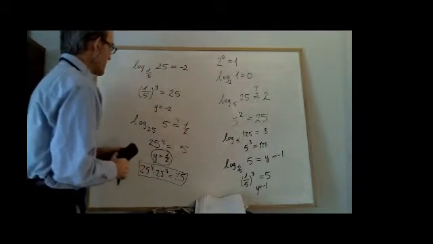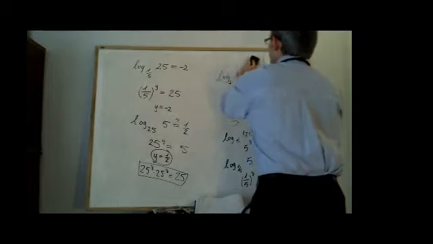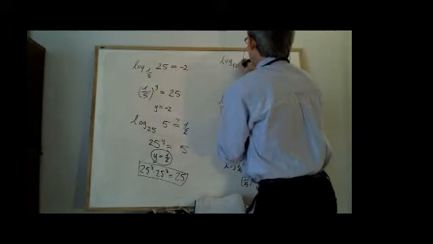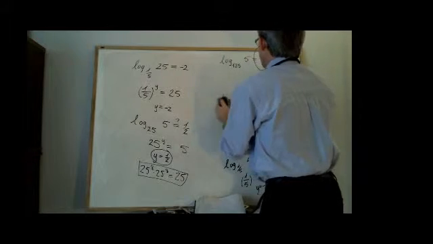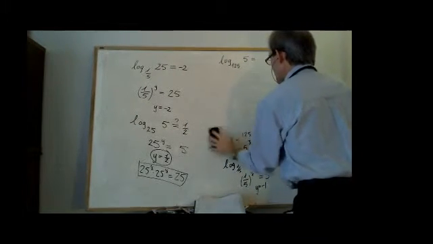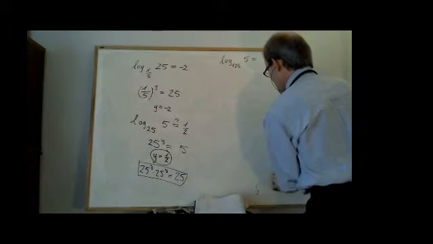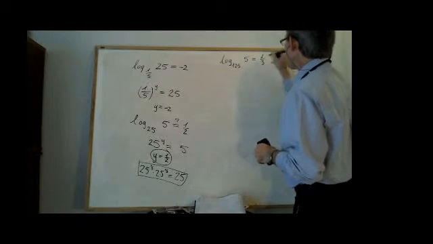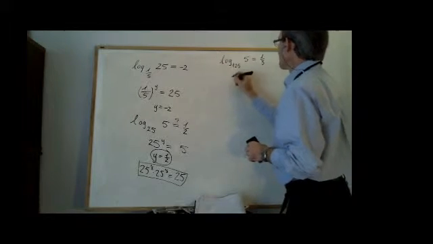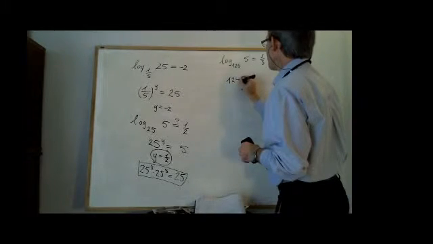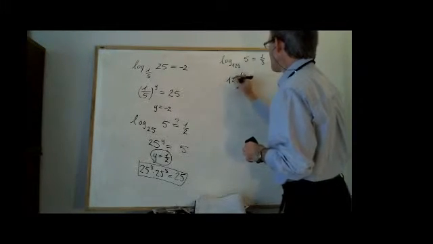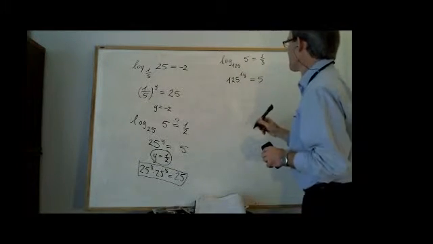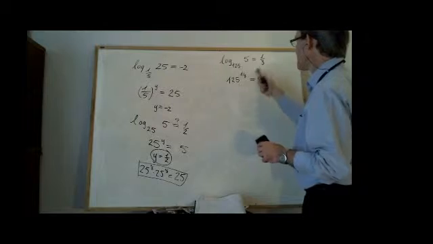How about log base 125 of 5? Okay, what would you guess? If you guess 1/3, you're correct. Why? Because 125 raised to the power of 1/3, that means taking the cube root of 125, will give me 5. So that's the equivalent exponential form.